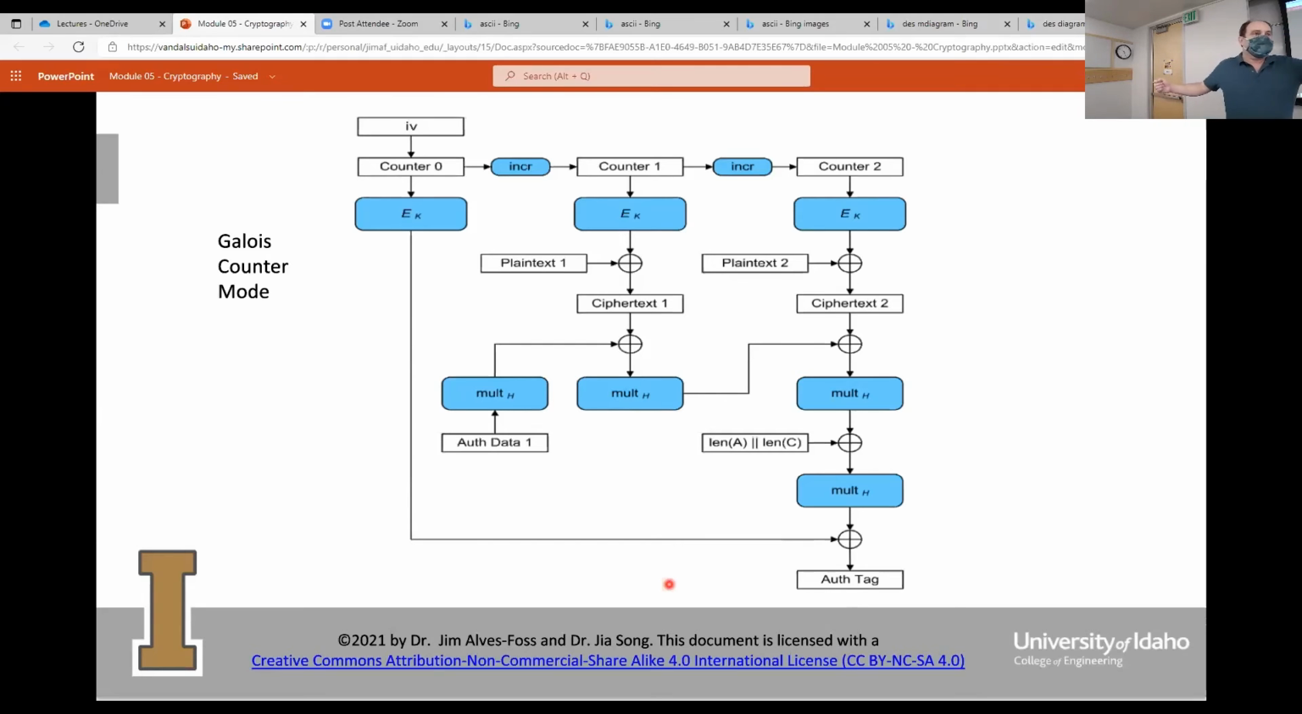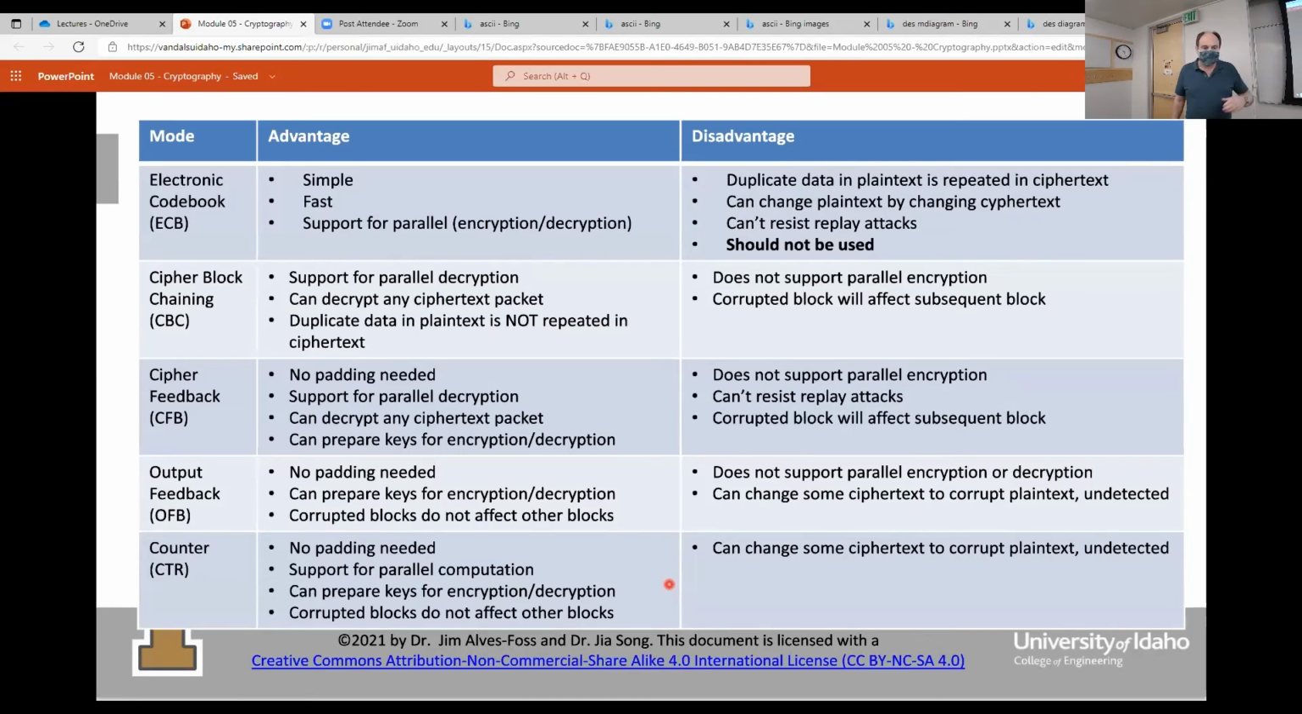You Google encryption modes, you Google cipher feedback mode, you'll get these 4 or 5. ECB, electronic code book, is just 1-to-1. Cipher block chaining, cipher feedback mode, output feedback mode, and Galois counter mode. I think there's another one out there too, but these are the most common ones I see when I look things up.